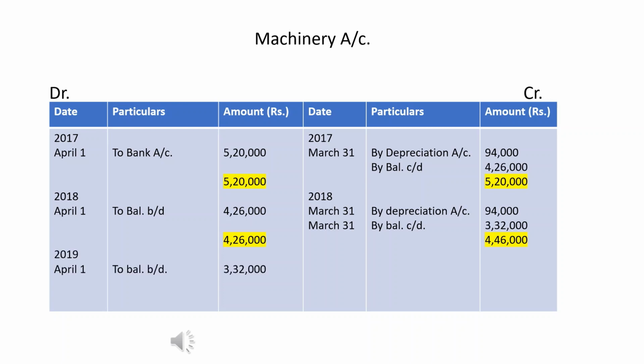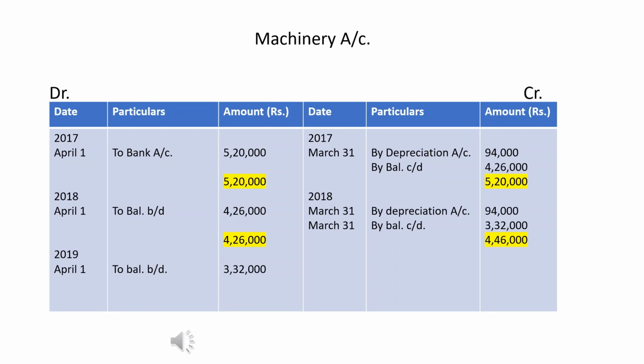So सबसे पहले आप डेट के अंदर लिखेंगे first day of the financial year, that is April 1. Under particulars you will write to balance brought down, and amount में आप लिखेंगे जो आपकी मशीनरी की वैल्यू बची है when you are starting the third year, and अब आपकी मशीनरी की वैल्यू है 3,32,000, because वो पिछले 2 सालों में 94,000 every year depreciate हो चुकी है. So opening balance for the third year is 3,32,000 that we are going to record on the debit side.